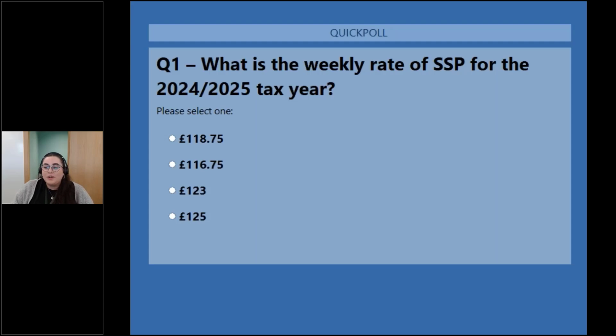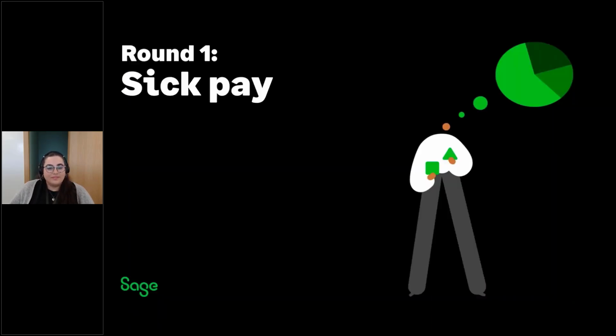So question 1. And this is, what is the weekly rate of SSP for the 2024-25 tax year? Is it £118.75, £116.75, £123 or £125? Great, I'll close that one down. And we'll move on to question number 2.